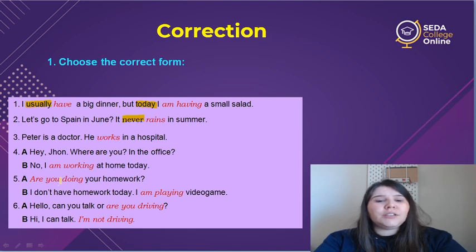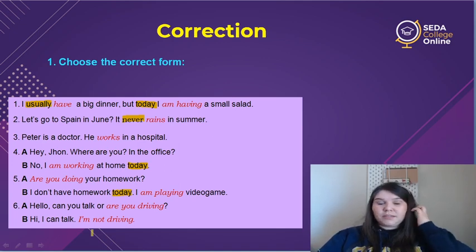Hey John, where are you? In the office? No, I am working at home today. Now. Are you doing your homework? I don't have homework today. I am playing video games. So I don't have homework today. That's why your question is ing. Hello, can you talk or are you driving? I can talk. I'm not driving. I'm not driving at the moment.